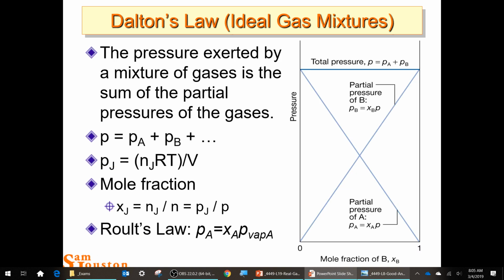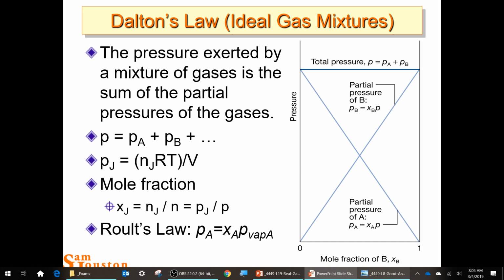This is a review slide, Dalton's law of partial pressures. Do you remember this? You just take all the individual partial pressures and add them together to get the total pressure. We do this a lot in mixtures because the partial pressure of component A plus the partial pressure of component B gives you the total pressure. So if you have a 50-50 mixture of an ideal solution, then the pressure of, say, acetone would be 50% of the pressure if it was pure acetone. And the pressure of chloroform would be 50% of the pure chloroform pressure. Add that together, you get the total pressure.